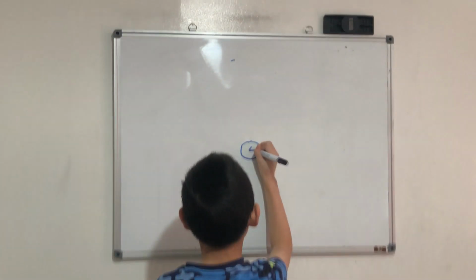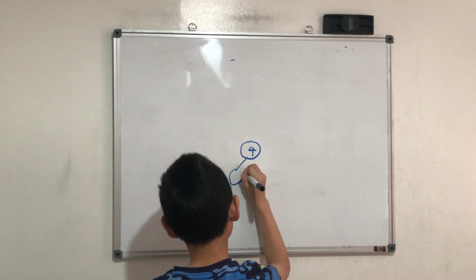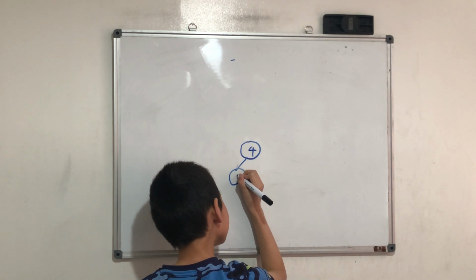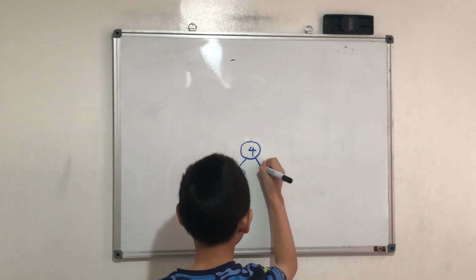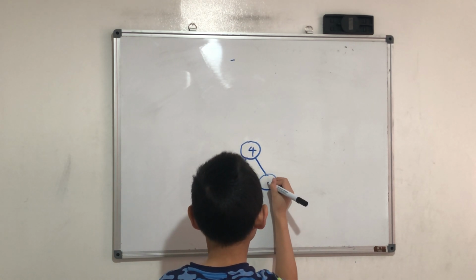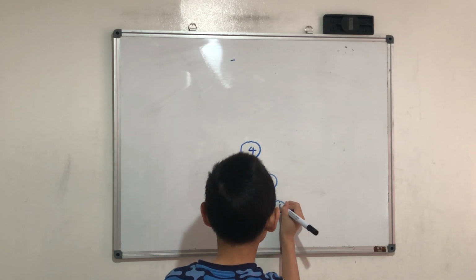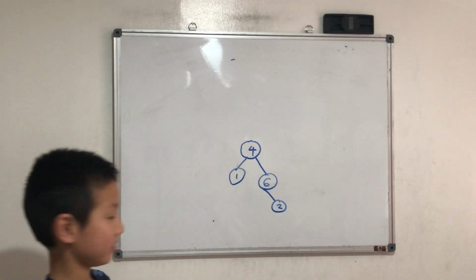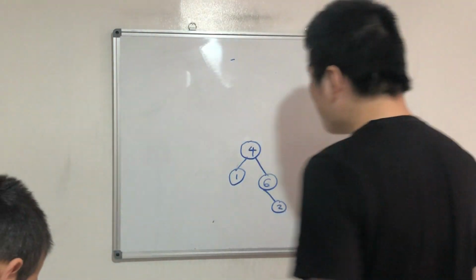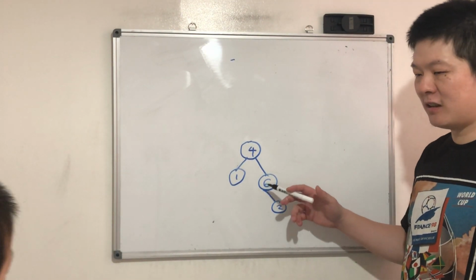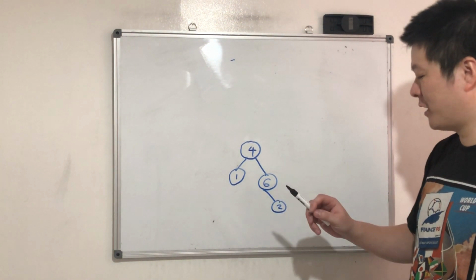I'll put in one. Okay, great. So how many leaf nodes are in this binary tree? Two. Which ones? One and two.